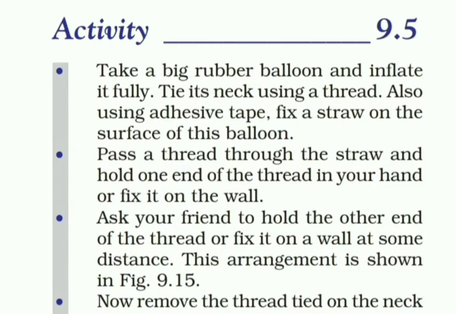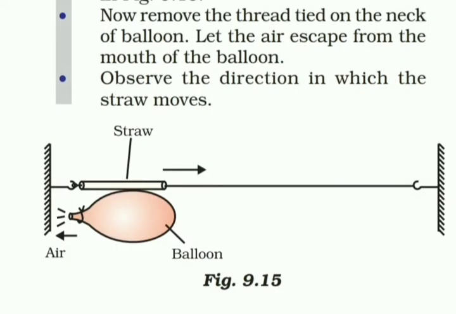Now remove the thread tied on the neck of the balloon. Let the air escape from the mouth of the balloon. Observe the direction in which the straw moves. The balloon moves in a direction opposite to that of the air released from the balloon. When the thread tied to its neck is removed, this is on account of the fact that the escaping air carries a momentum towards one direction, and in turn an equal momentum is transferred to the balloon towards the other direction.